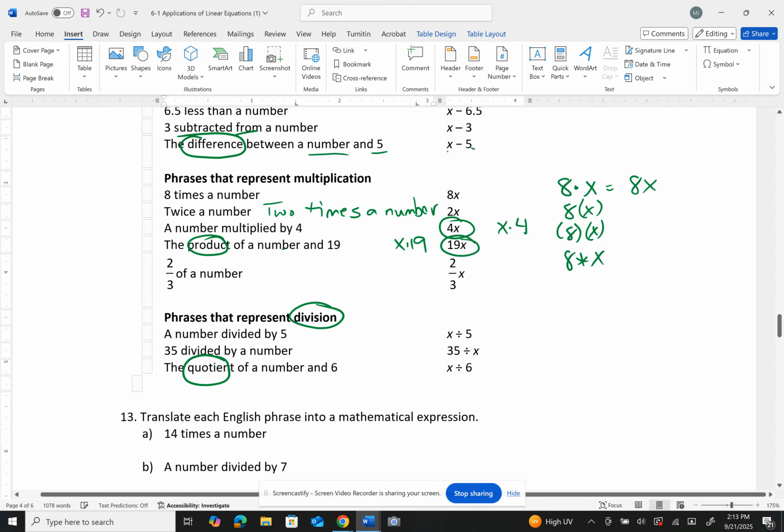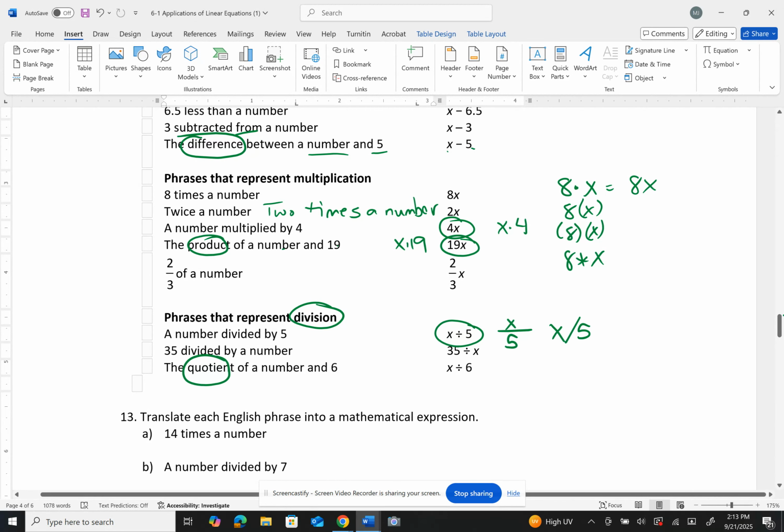All right, now division, saying a number divided by 5, that's what you could write. x first, divided by 5. Or you could do x on top of 5. That also means x divided by 5. My calculator shows it horizontally like that. All of those mean x divided by 5, okay?